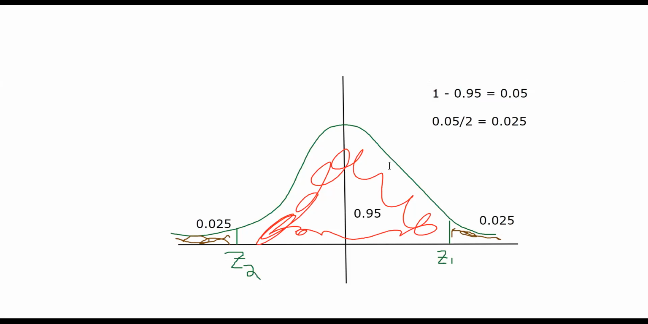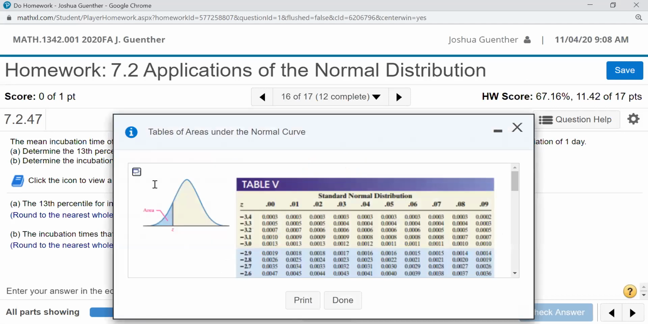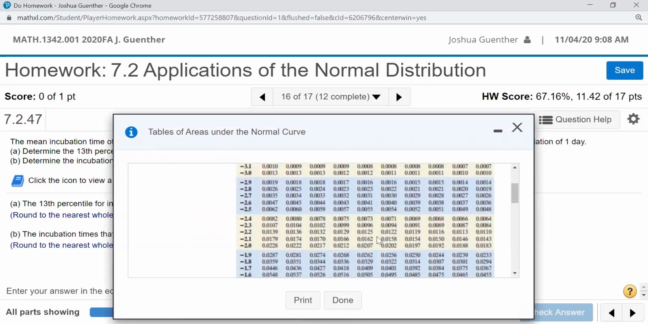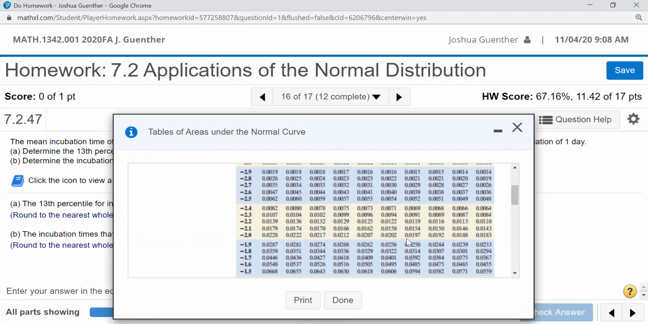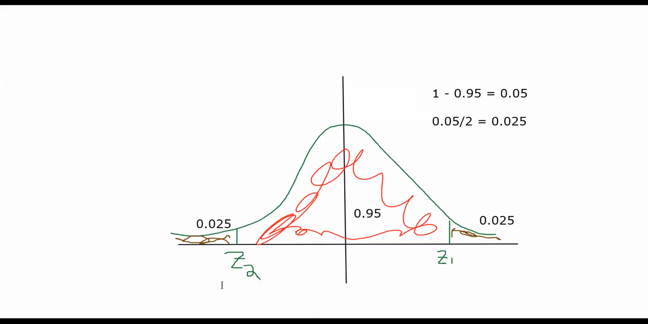So we go back to our table. We look up 0.025 as a probability inside the table. We're going to get, oh, it comes out exact. Very nice. That's a very famous value from the z-table. You're going to get a z-score of negative 1.96. The positive z-score would be positive 1.96. So this one will be negative 1.96. This one will be positive 1.96.